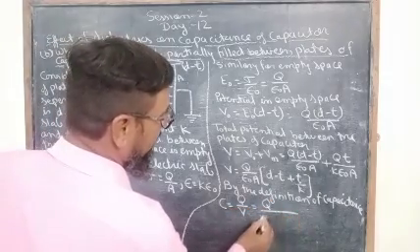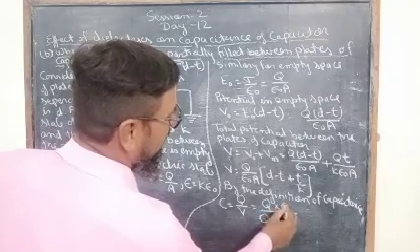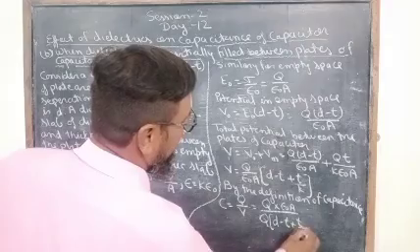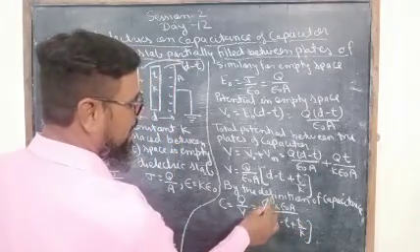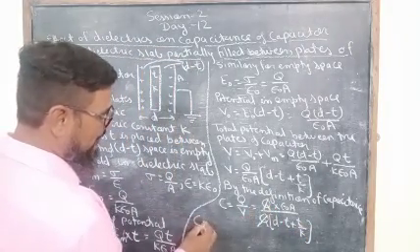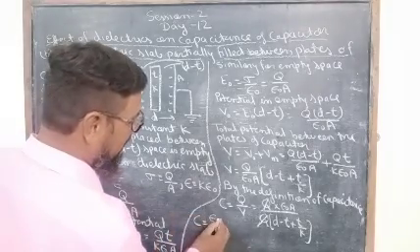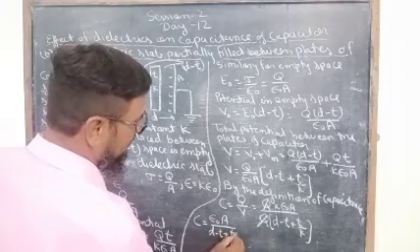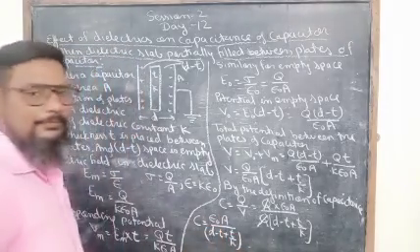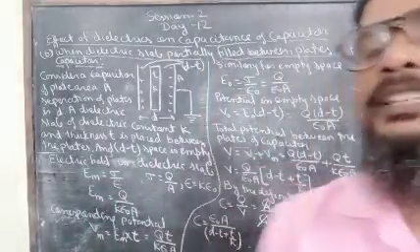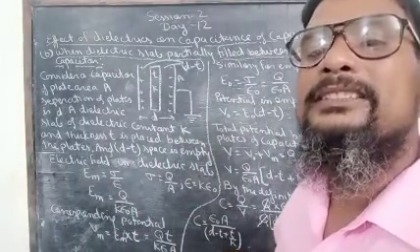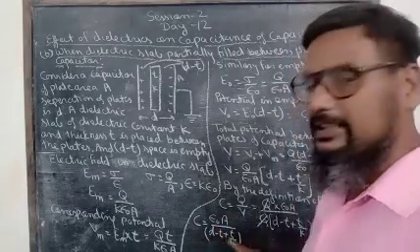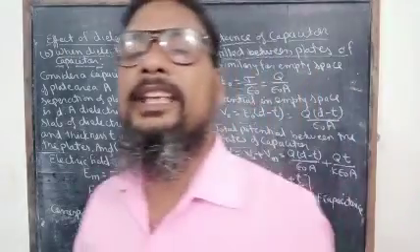Q upon epsilon naught A upon D minus T plus T upon K. Q and Q cancel out. So the capacitance of the capacitor is epsilon naught A upon D minus T plus T upon K. This is the capacitance of the capacitor in this case.